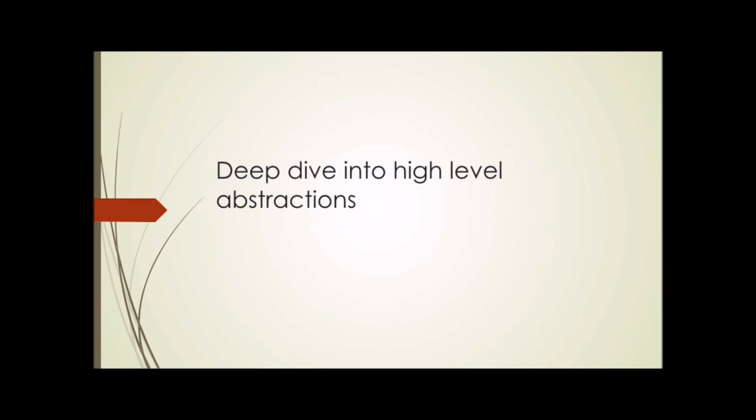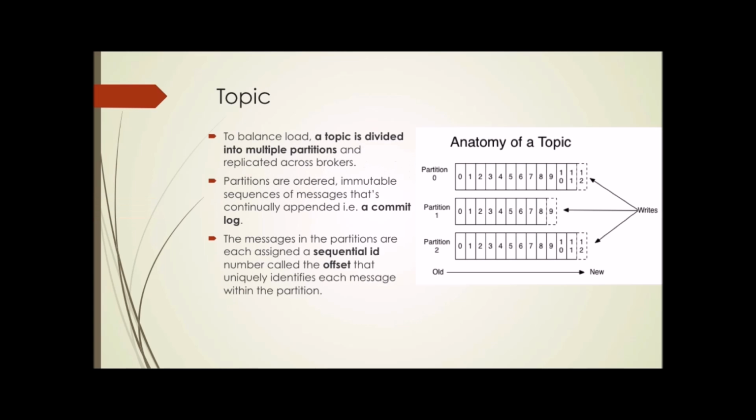So we're going to take a bit deeper dive into high-level abstractions. The first one is topic. As we just talked about, a topic is just a logical categorization. So a topic can be something like user activities events, and a topic is divided into multiple partitions. Now, let's say we have this logical thing called user activity events, and why would you want to split them or divide them into partitions?